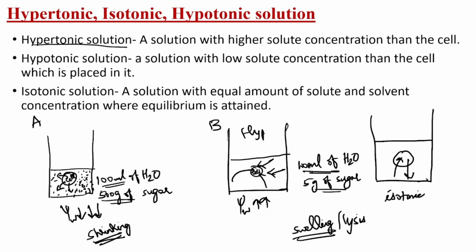Hypotonic means the concentration of the solute in the beaker is very less compared to the solute concentration in the cell. Hypertonic is the case where the solute concentration is very high in the beaker compared to the cell. So water from the cell starts moving out. If you observe in all these three cases, always the movement of water takes place from a region of high water potential to a region of low water potential.